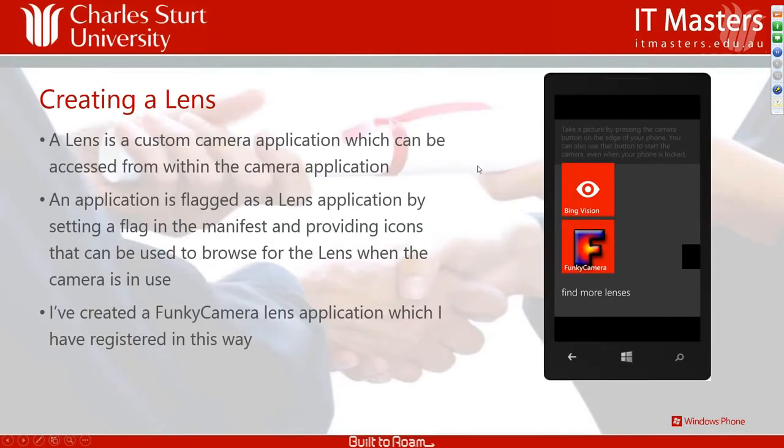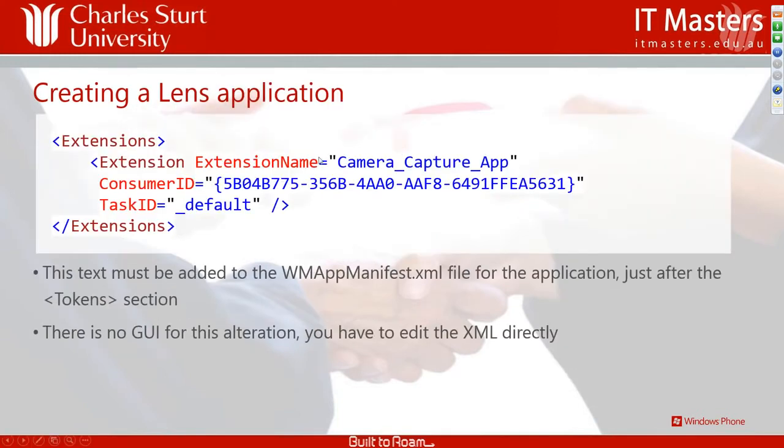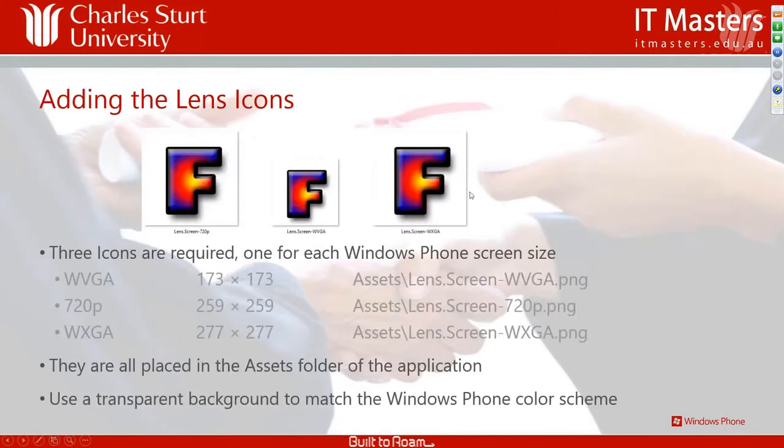A new thing in Windows Phone 8 is we've got another way to integrate into the camera experience by creating a lens style application. Essentially, this is enforced by specifying a new extension, which will register our application with the appropriate icons to appear as part of the camera experience. The user can pull out this list of lenses, or lens style applications, which can be used to invoke our application.